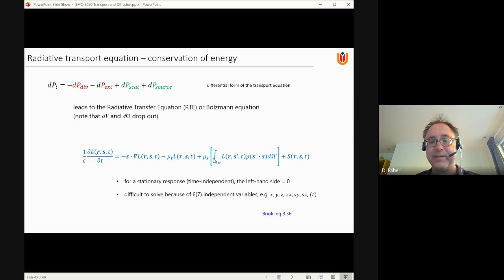But still, this is extremely difficult to solve because we have 6, or even if time is there, 7 independent variables in this equation. We have 3 for the positions, x, y, and z. And we also have 3, because it's a three-dimensional situation, elements in the vector s for the direction that we're looking at. So sx, sy, and sz, and then maybe even t. So it's an integro-differential equation with 6 or even 7 independent variables, and you can only solve it in the most simple of configurations.